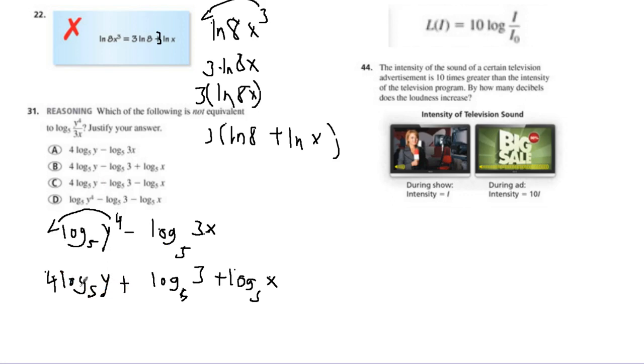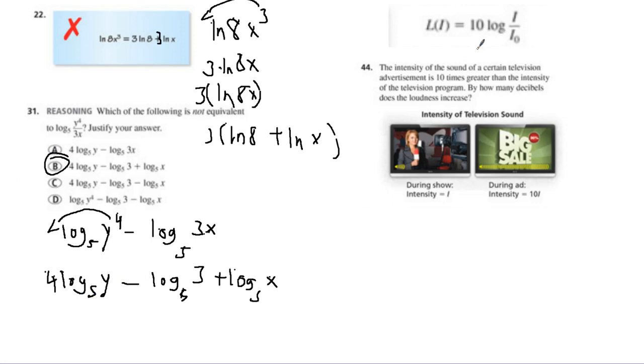And which one is the correct answer? Correct answer is... Wait. I forgot to put this as a minus. Correct answer is B.